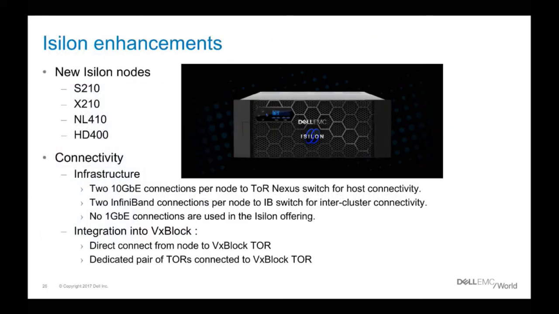So we've already talked about the Isilon enhancements. Two points to note here: the front-end connectivity for host connectivity is at 10 gigabit. We don't support 1 gigabit.